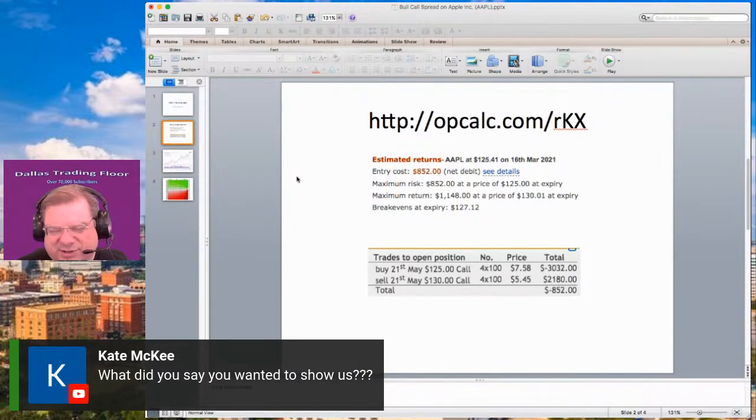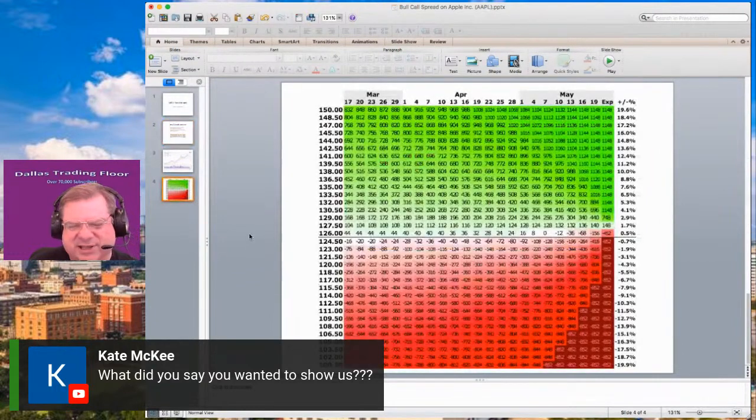So out of my pocket about $3,032, and then I sold simultaneously 4 of the 130s at $5.45, gaining $2,180 for a net of $852. So this is the expected return on that. If by the end of May, about the 21st, it closes above 127.50, then I will be in the money. This has the potential to make about $1,148, and the risk is about $842.